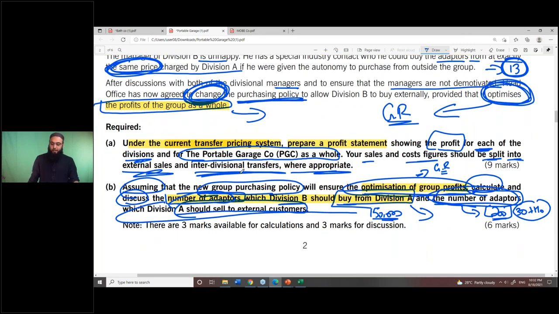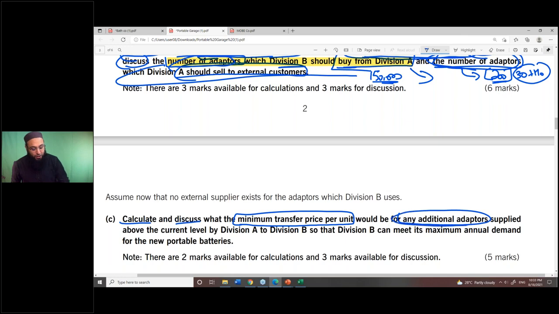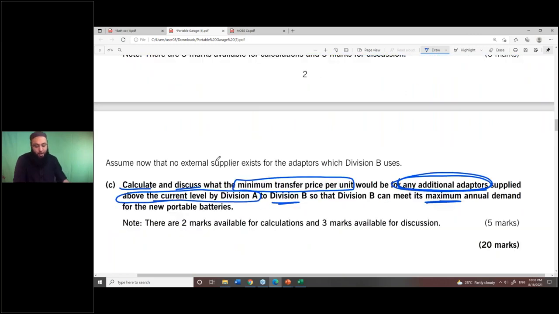Okay, second, last one. Calculate and discuss what the minimum transfer price would be for any additional units supplied above the current level to division B, so that B can meet its demand. Okay, what do you need to find out? The minimum transfer price for additional units.